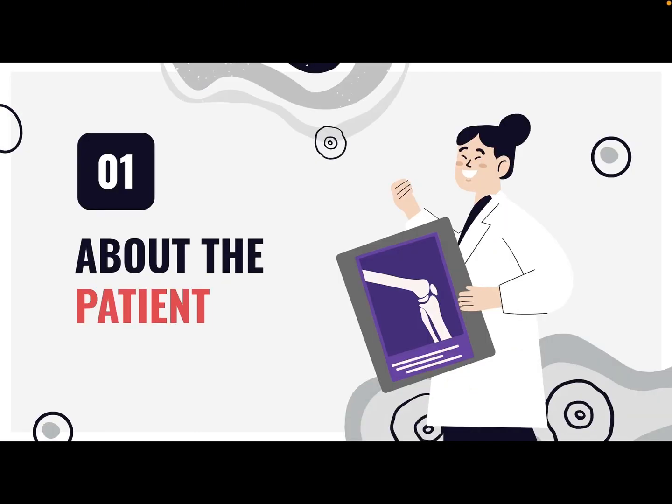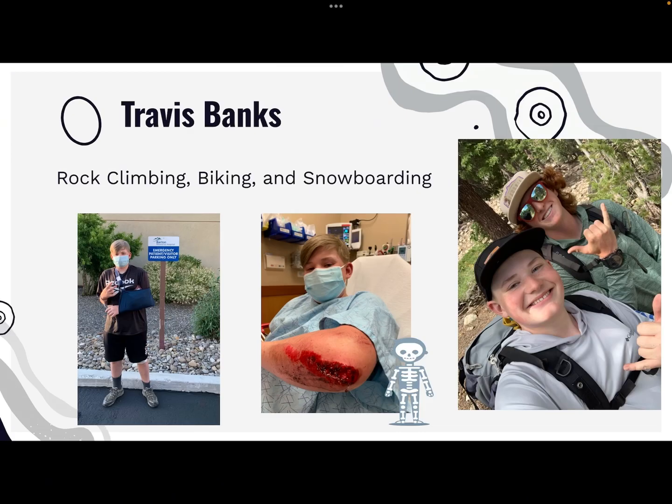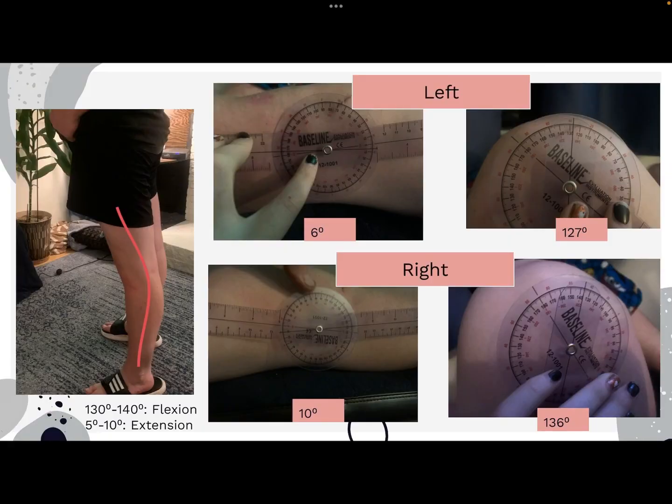Going into more specifics about my program, I will introduce you to my patient, Travis Banks. Travis is super into rock climbing, biking, and snowboarding, but he doesn't really do any injury prevention or conditioning before going out and doing these activities. This means that he's super prone to injury and has been injured before. Travis also, of course, has hyper knee extension. Well, he barely has it.